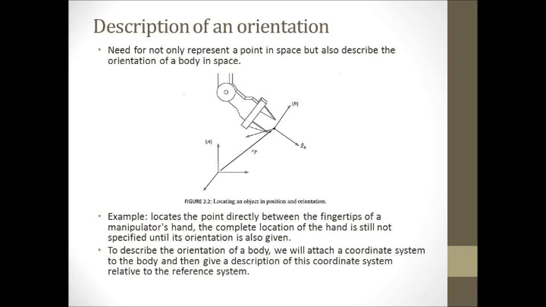Assuming that the manipulator has a sufficient number of joints, the hand could be oriented arbitrarily while keeping the point between the fingertips at the same position in space. In figure 2.2, the coordinate system B has been attached to the body in a known way. A description of B relative to A now suffices to give the orientation of the body.